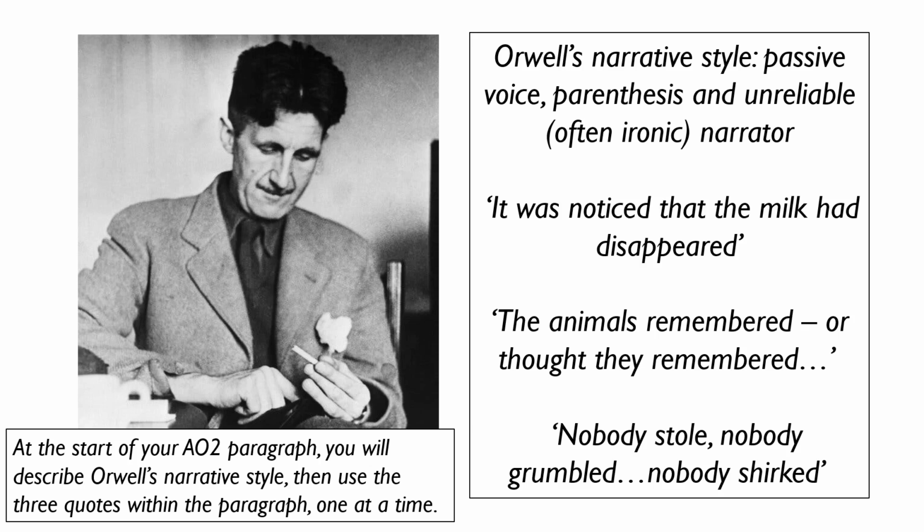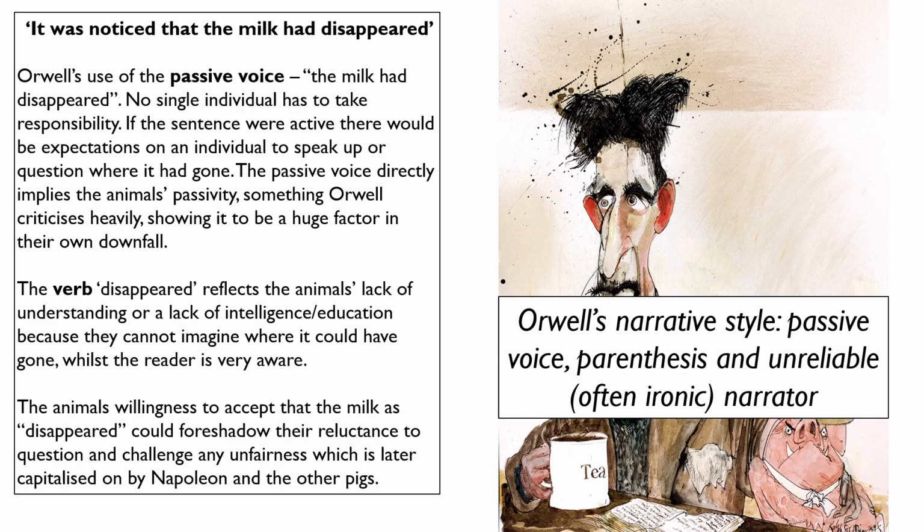At the start of your AO2 paragraph, you're going to talk about Orwell's narrative style rather than write these 3 quotes out all at once, because you'll write these quotes out when you need to analyse them. When you introduce your AO2 paragraph, you'll make the link to whatever the theme is, and then you'll say, as your quote, you'll talk about passive voice, parenthesis, and unreliable narrator, and then you'll launch into an example of these. So the first technique that we'll look at is passive voice.